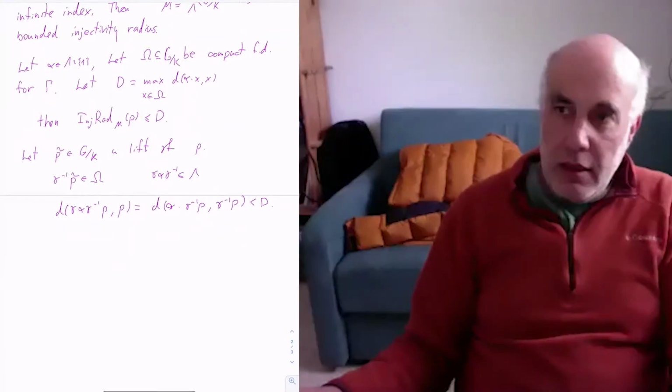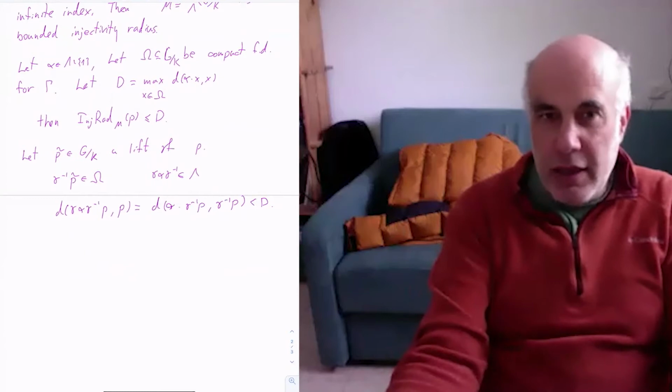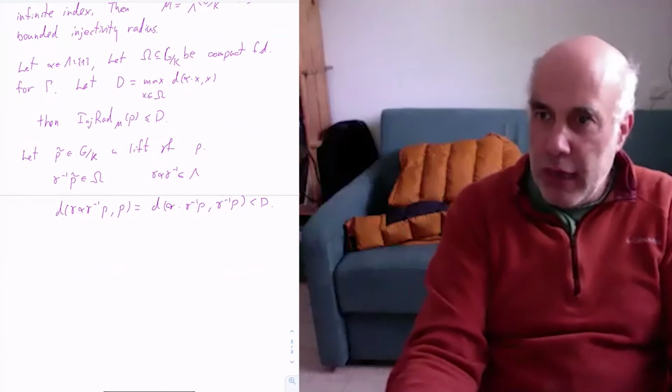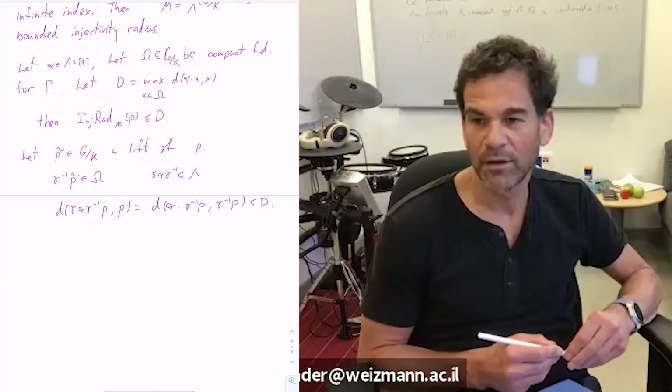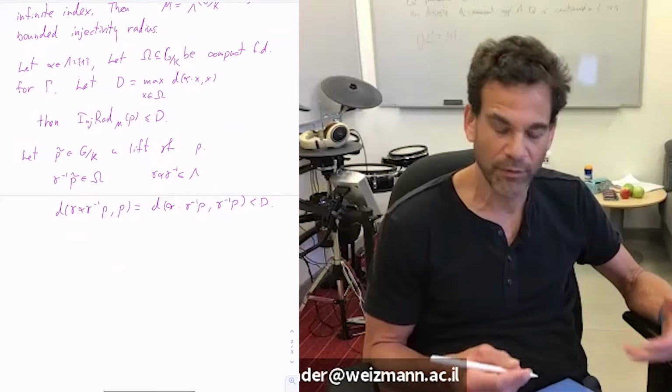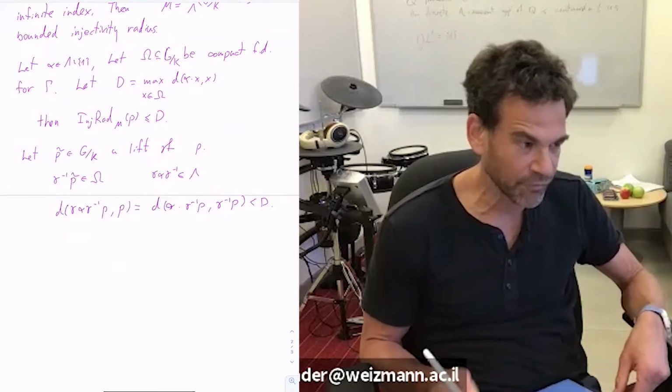Tsachik? Yes. But can you prove the normal subgroup theorem for a non-uniform lattice as well? Yeah. You will see there is a probabilistic version of that.